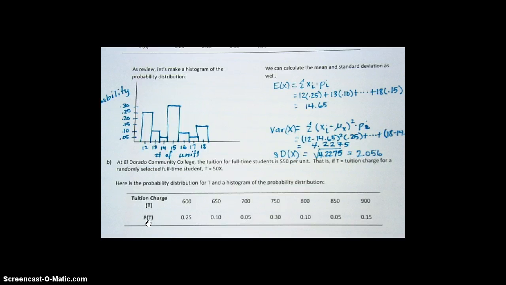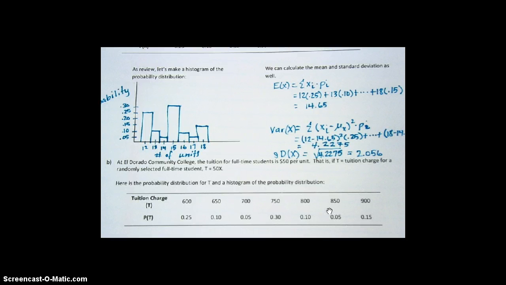So we've redefined a variable t as tuition charge, and we've taken each of the number of credit hours, 12 through 18, multiplied those by 50, and came up with the tuition charge. So we have values of 600, 650, 700, 750, 800, 850, 900. The probabilities themselves don't change because they are directly connected to how many credit hours these students are taking.